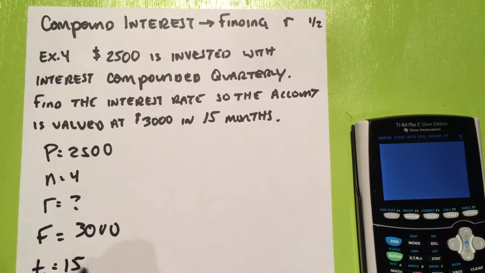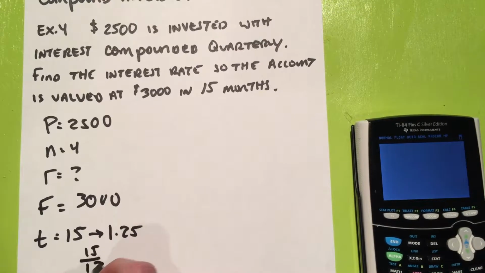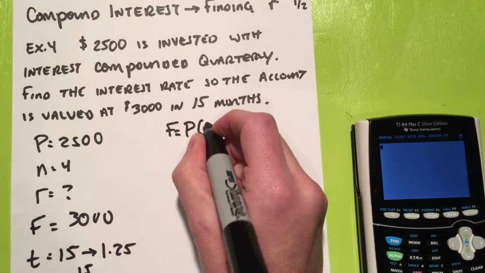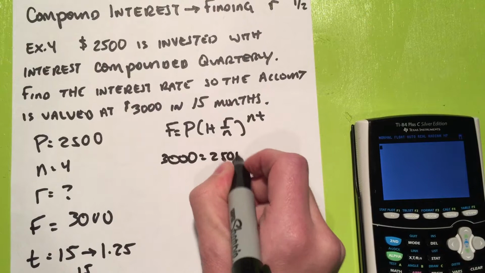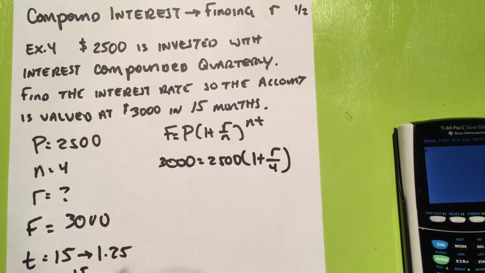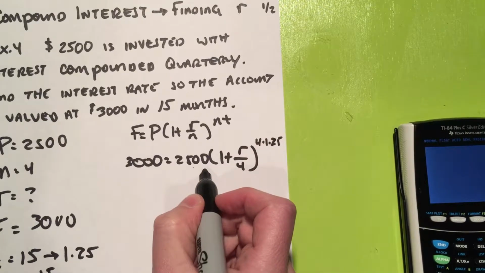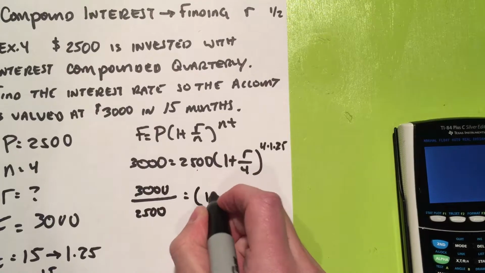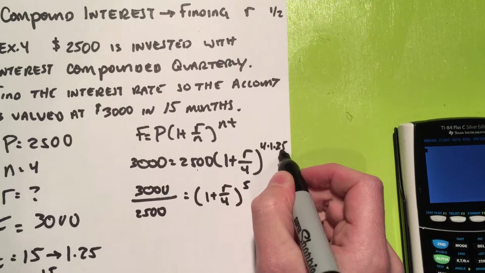So we've got time is 15 months, but remember time needs to be in years, so that is 1.25 years, or I could just do 15 over 12. That's 1.25. All right, so we've got everything in. We'll plug it into the formula F equals P, 1 plus r over n raised to the nt. Well, we've got $3,000 equals 2,500 times 1 plus r, we don't know r, over 4 raised to the 4 times 1.25. So 4 times 1.25. Got multiplication here, so I will divide. We've got 3,000 divided by 2,500 equals, in parentheses, 1 plus r over 4 raised to the, well, that's going to be 5. 4 times 1.25 gets us 5.